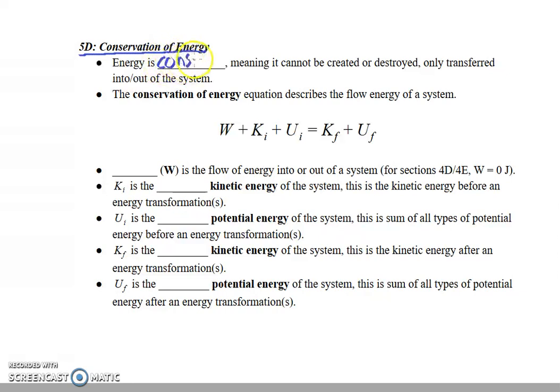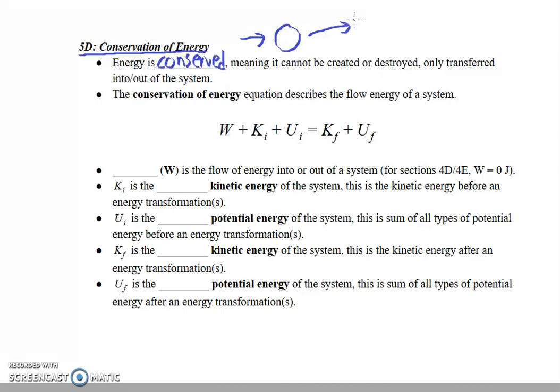So what does that mean, energy is conserved? Conserved means that it can't be created. It also can't be destroyed. It can only be transferred into or out of a system, meaning a system being like an object or a group of objects. So if you have an object, energy might go in, energy might go out, but that energy has to be somewhere. It can't get destroyed and it cannot get created either.